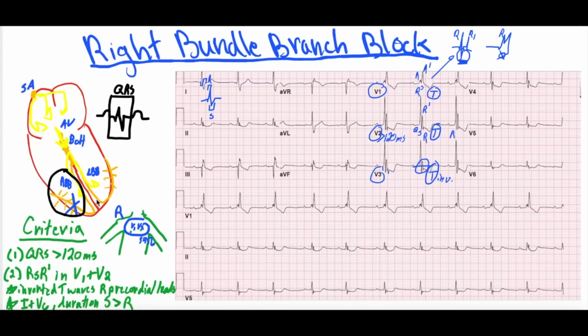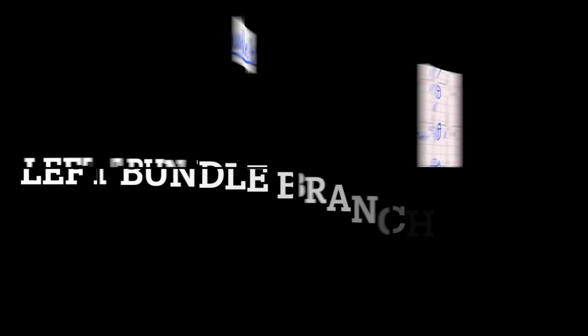But again, that's a smaller thing. The big thing to remember is going to be these two points: widened QRS, and then your RSR prime in the right precordial leads. So that is your right bundle branch block. The reason you get that is because your left bundle branch is going to depolarize the left ventricle first, giving you your QRS, and then this depolarization is going to travel over to the right ventricle, creating that R prime.